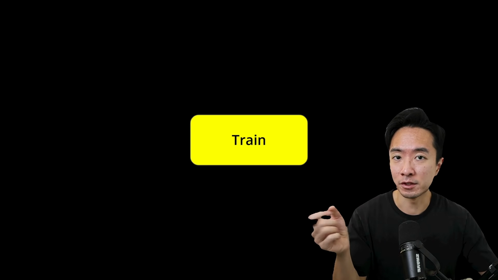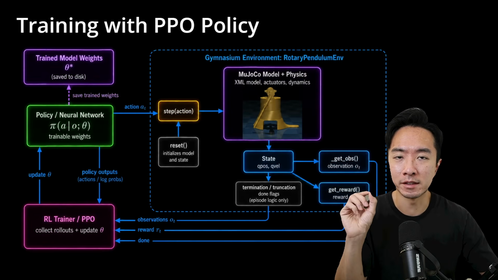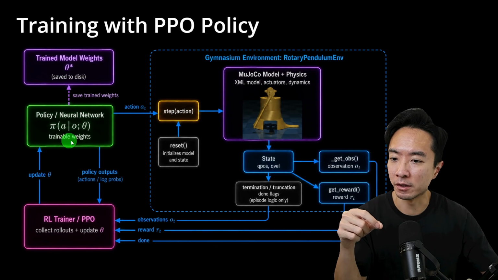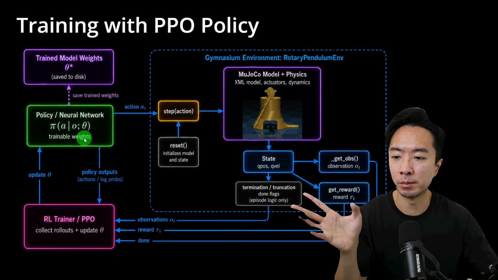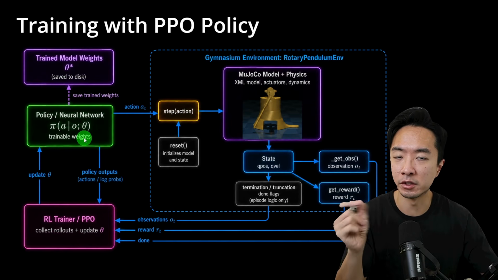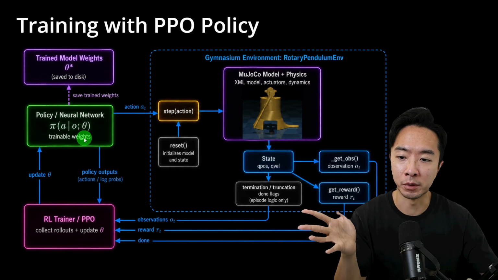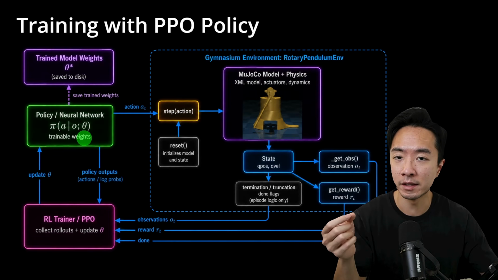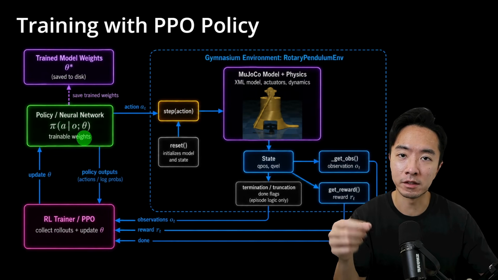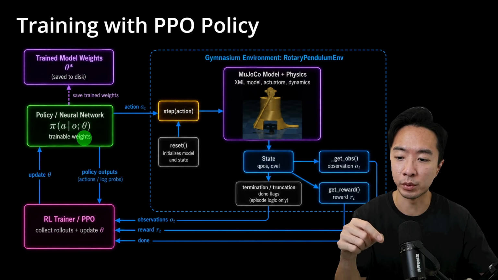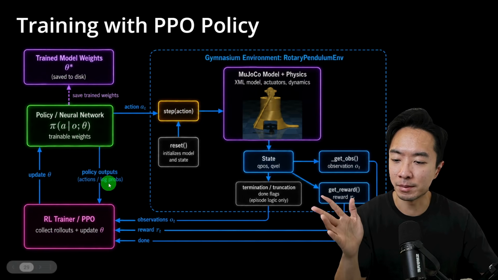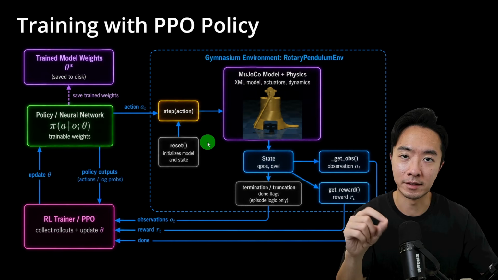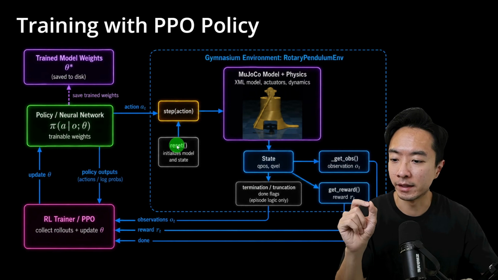Now, next step is training. So training is typically done with our PPO policy. So this right here in the green, this is our PPO policy, which is essentially a neural network. So the neural network is going to have weights that control how the neural network behaves. And the whole process of training is to figure out exactly what these weights are. So there's a lot of steps involved here, and we're going to go into detail on every block that you see in this diagram. But the idea is this.